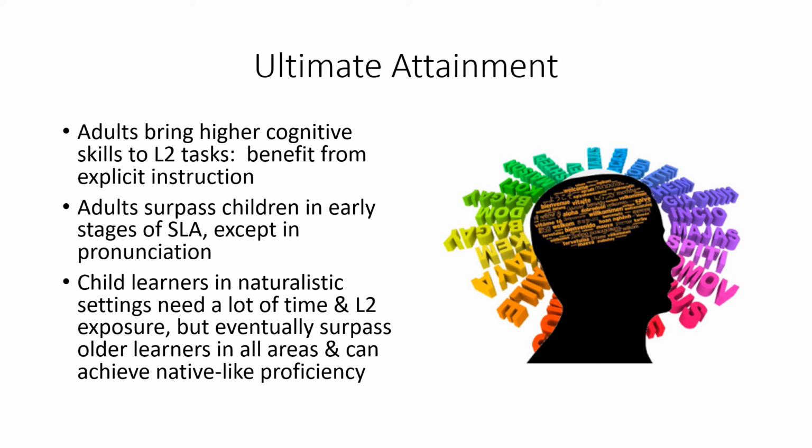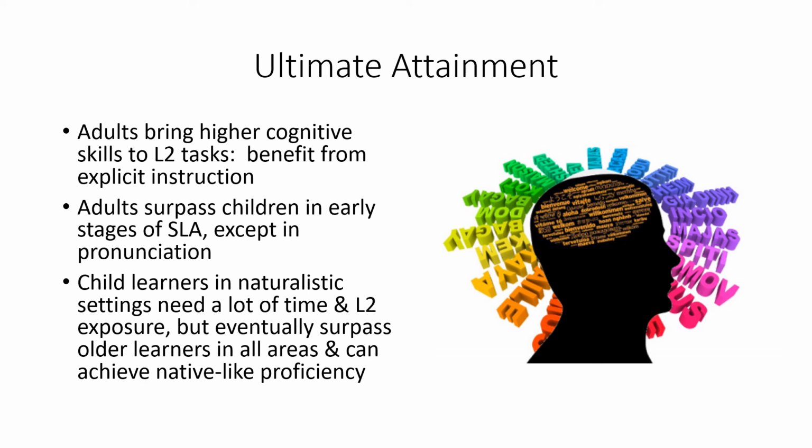But child learners in naturalistic settings need a lot of time. That's true for first language acquisition, which takes about 7 years at least before a child is really becoming fully capable in his or her native language. And the same is true for second language exposure. It's a little bit faster, but it is a slow process.